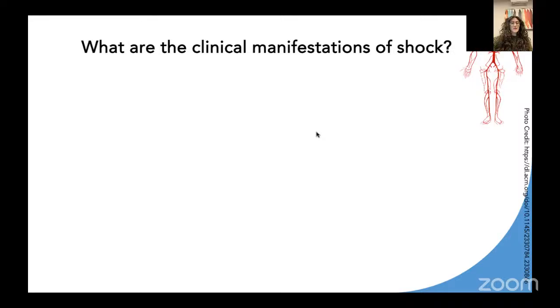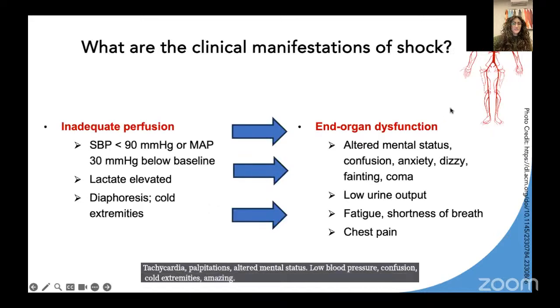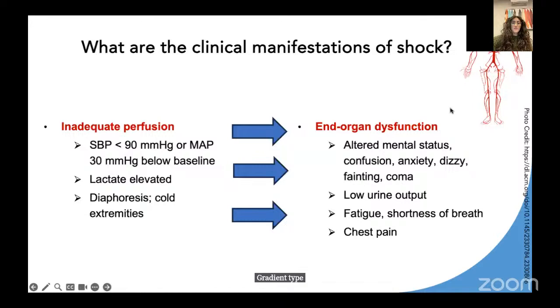Perfect. I'm seeing hypotension, dyspnea, poor perfusion, tachycardia, palpitations, altered mental status, low blood pressure, confusion, cold extremities, amazing. A temperature gradient, hypoglycemia, weak pulse, oliguria, yep, decreased urine output. Yep, these are all exactly what we will talk about.